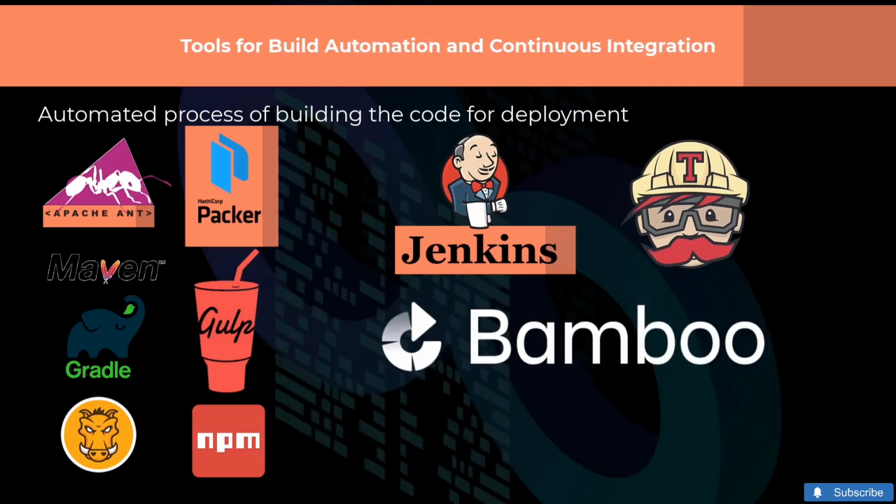Another continuous integration tool is Bamboo. Now, Bamboo is not an open source tool. It's not free. It's an enterprise product by Atlassian. However, if you use other Atlassian products like, let's say, Jira and Confluence, then Bamboo has a great out-of-the-box integration with those Atlassian products.